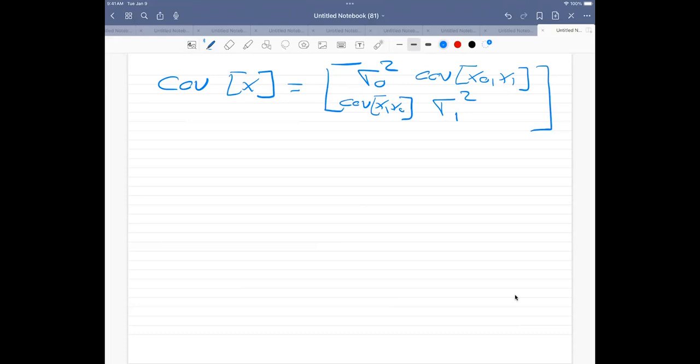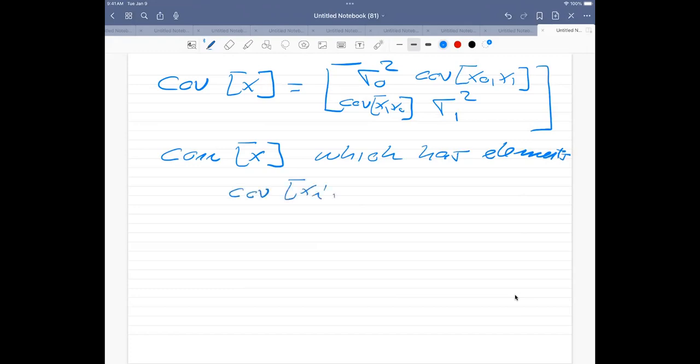And now one thing which is common to do, since the variance and the covariance can become very large, is to scale them. So what you will often see then is the correlation matrix, which has elements which are given by the covariance of two vectors, x_i and x_j, divided by the square root of the variances.